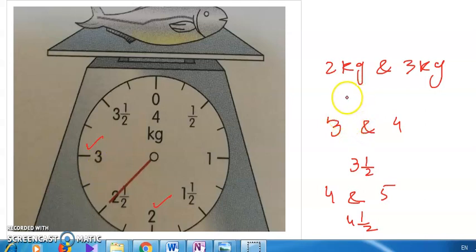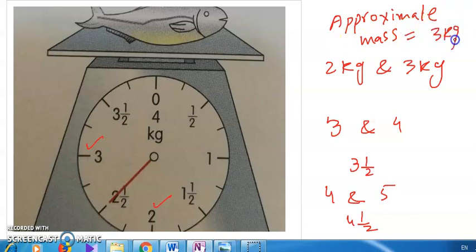So when we are doing the approximation, and the case is that we have two numbers and the reading is halfway between them, for example, in this case, the reading is halfway between 2 and 3, for the approximate value we will take the bigger number. Like I can say the approximate mass here is equal to 3 kg. So always we will go to the bigger number.